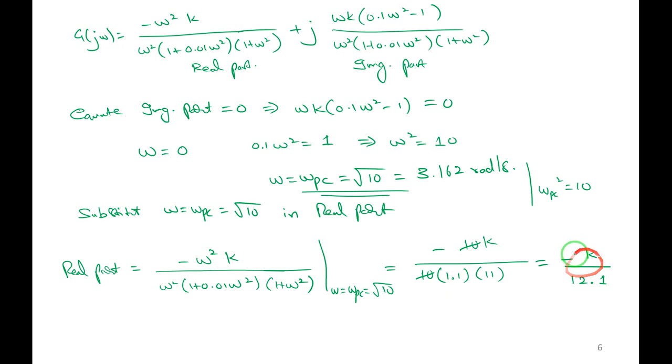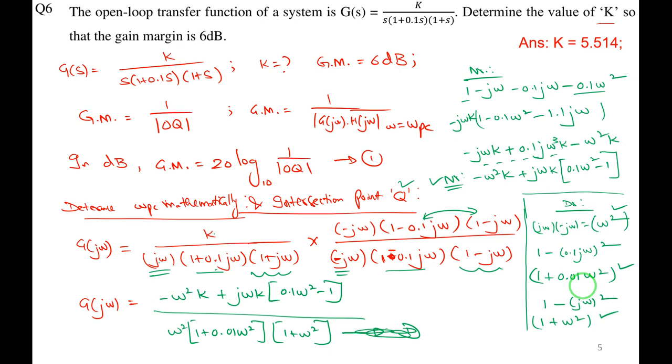We have to determine k still. It is not yet over. Whether I have done any mistake, please correct me. Let me cross verify here. 1 divided by 12.1, how much will I get? 0.08. So I think I am not getting the required answer. Anywhere I have made a mistake? Yes, sir, in the numerator it is minus 1.1 omega square k.